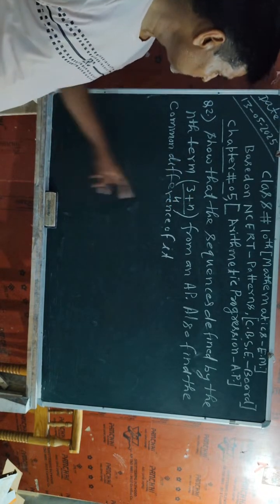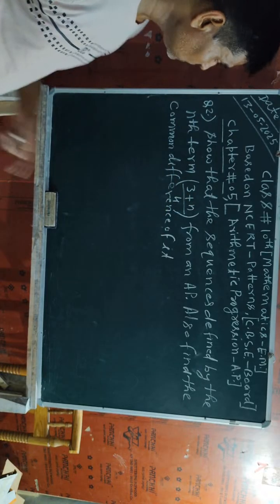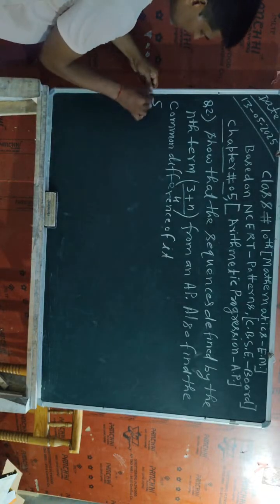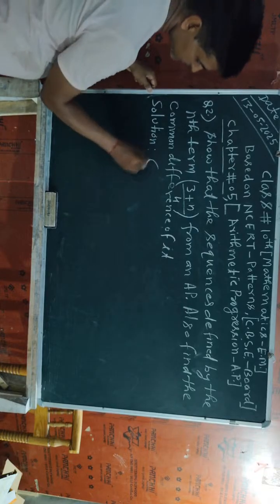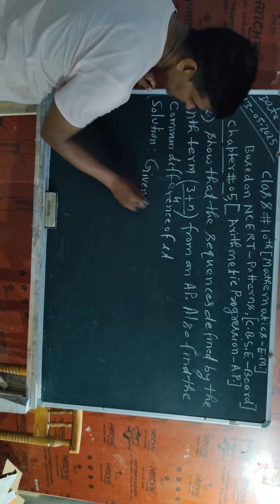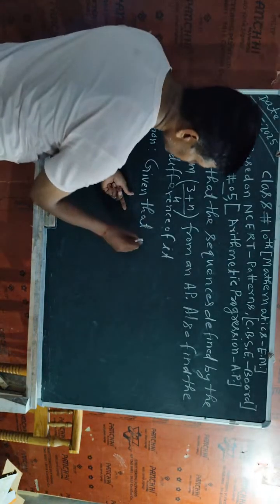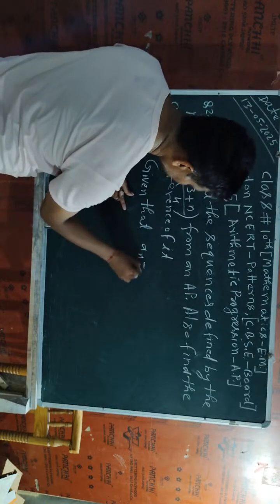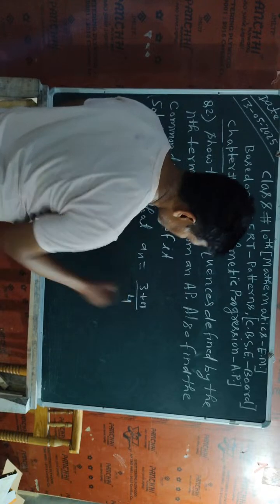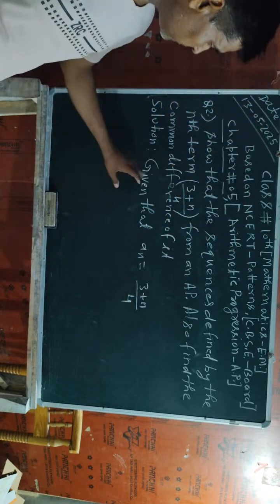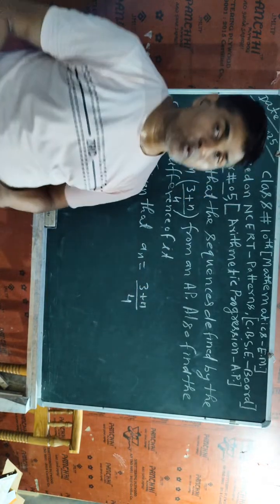Okay students, so we have to find the first nth term. So first of all, I will write the solution, and that nth term is given here. Given that an = (3 + n) / 4. Okay students, so given that an is equal to 3 plus n divided by 4, it is given.